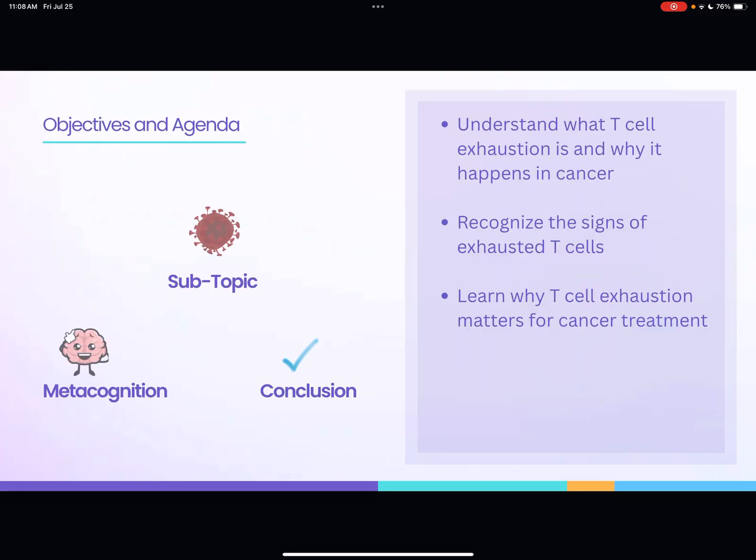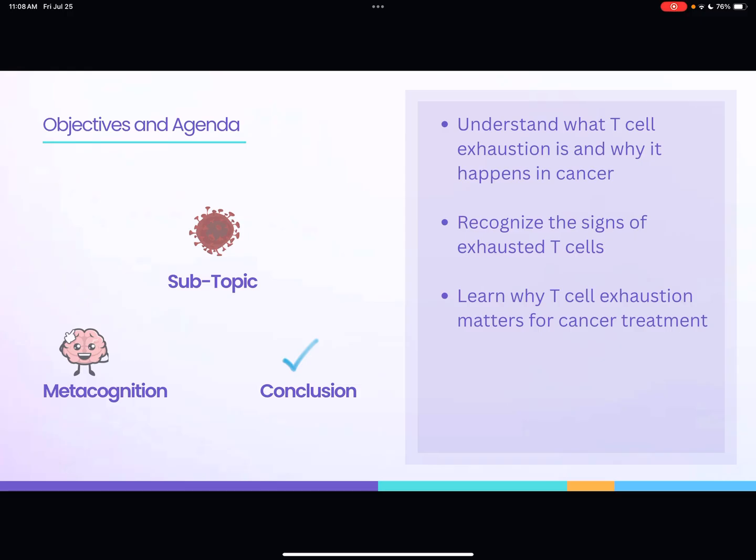So the objectives for this presentation are to understand what T cell exhaustion is and why it happens in cancer, to recognize the signs of T cell exhaustion, and then learn why T cell exhaustion and dysfunction matters, especially for cancer treatment immunotherapies.